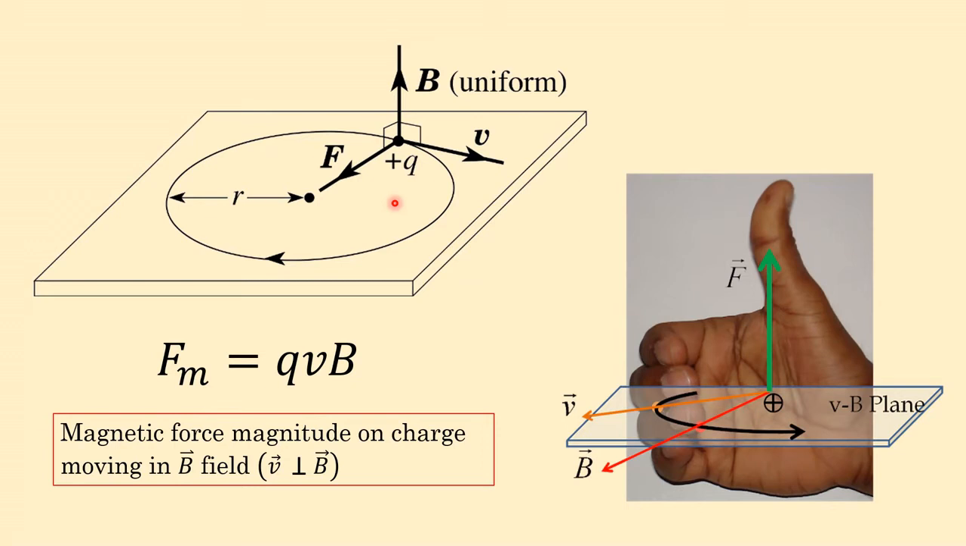Well, this was discovered probably in the late 1700s or early 1800s. If the motion of the charge happens to be perpendicular to the magnetic field, then the formula for the force is very simple.